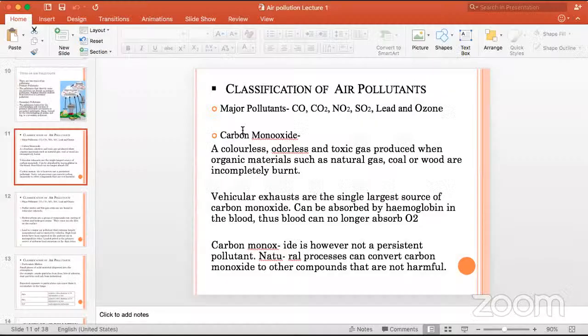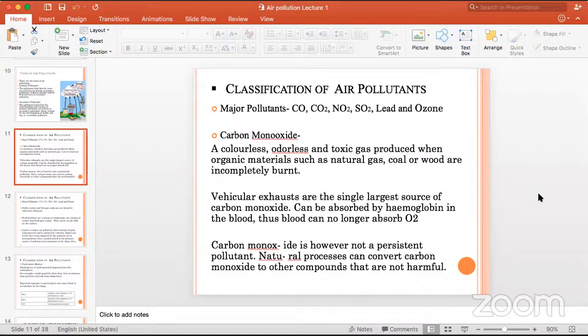So the first one is carbon monoxide. Carbon monoxide. Okay, carbon monoxide is again a colorless, odorless, very toxic gas. It is produced when organic materials like natural gas, coal, or wood are incompletely burnt. The major source of CO is the vehicular exhaust, right? So the vehicles are the major source of carbon monoxide. It can be absorbed by your blood hemoglobin, and therefore the blood can no longer carry oxygen.